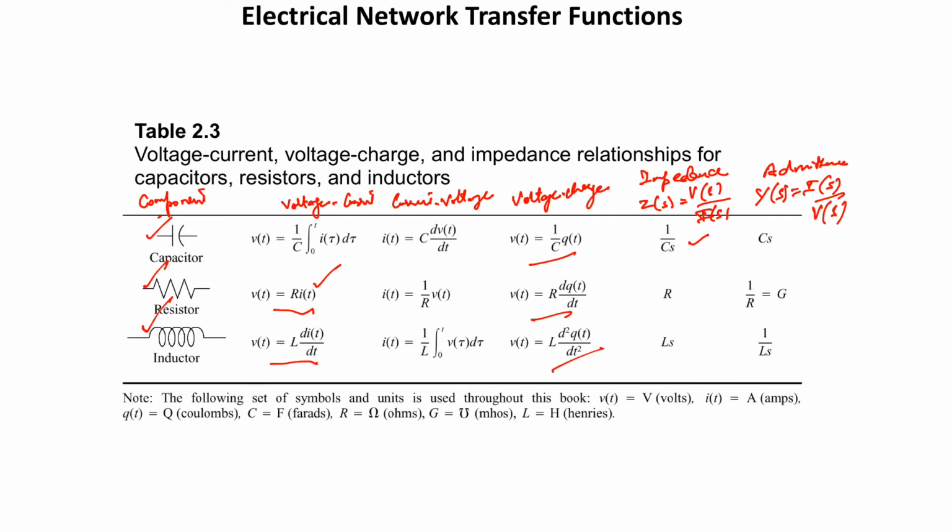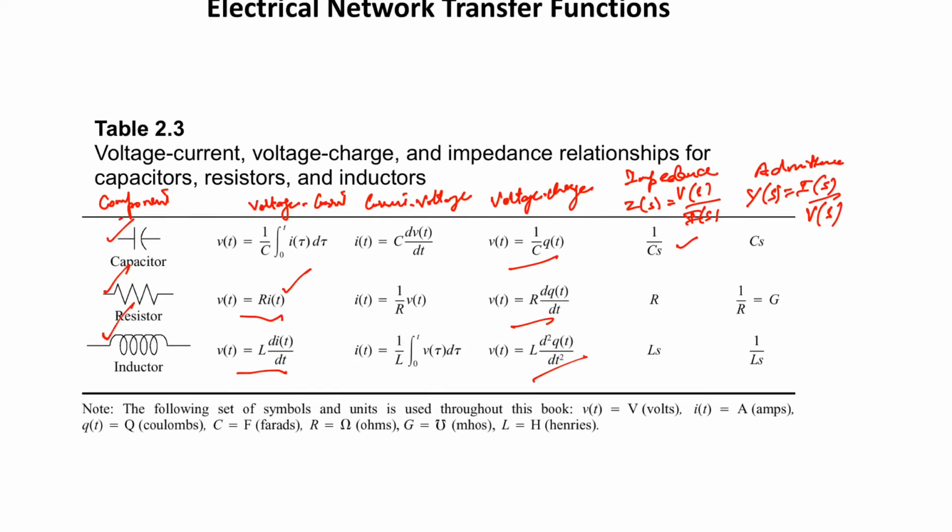Now we have calculated the impedance here, and then we have calculated the admittance there. Now how have we calculated the impedance in S domain? Let us consider this I(t) equal to C dV by dt. In S domain we can write it as I(s), using the Laplace transform for the differentiation, and this is CS.